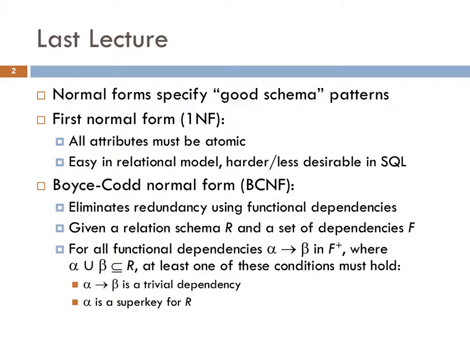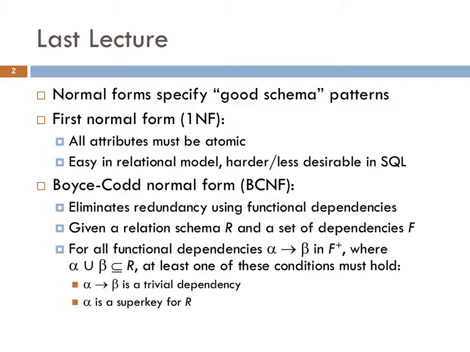But anyway, if we have a functional dependency where alpha functionally determines beta, remember, let's say we have a schema with alpha and beta in the schema, for every pair of tuples with the alpha parts the same, the beta parts have to be the same. That's what a functional dependency is. And where alpha union beta is in R, at least one of these conditions must hold. So either it's a trivial dependency or alpha is a super key for R.